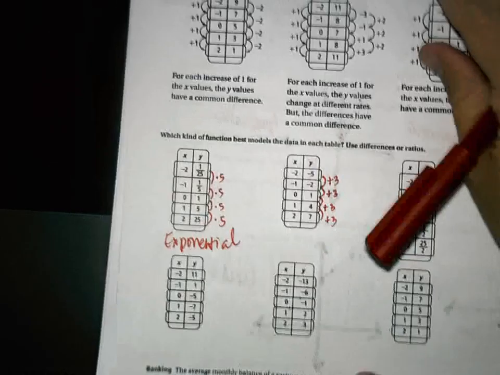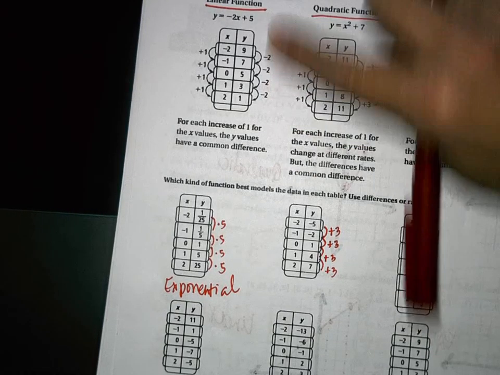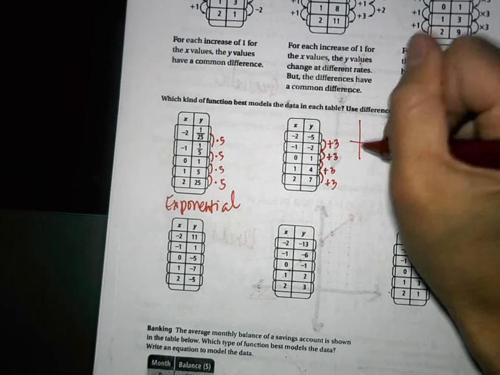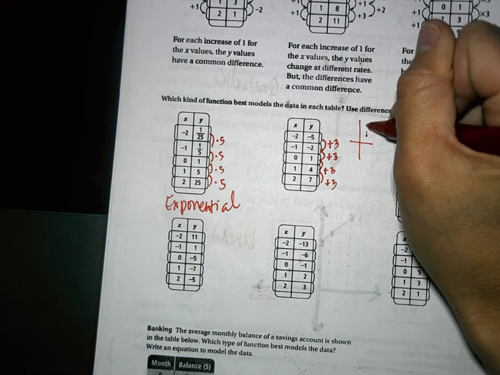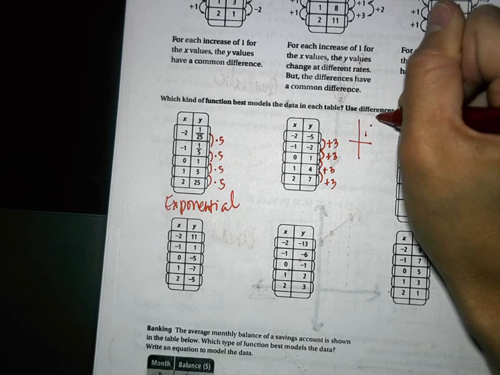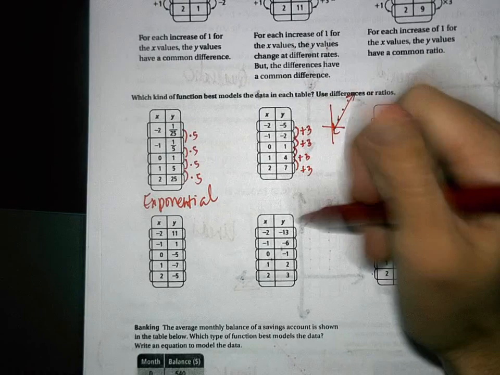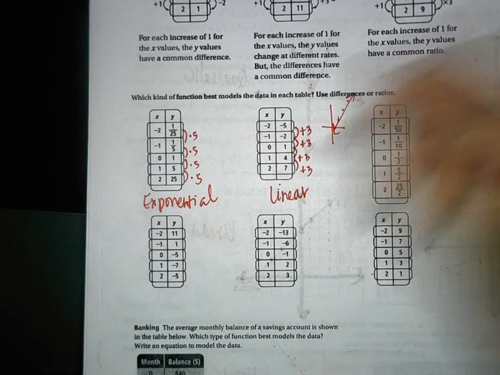So anytime the first one that you do is the common difference, it's linear, okay? Because what's happening is each time it's going up 1, right 3, up 1, right 3, or up 3, right 1. And so it is making a linear function. You could always plot these if you wanted to, but that one is linear.